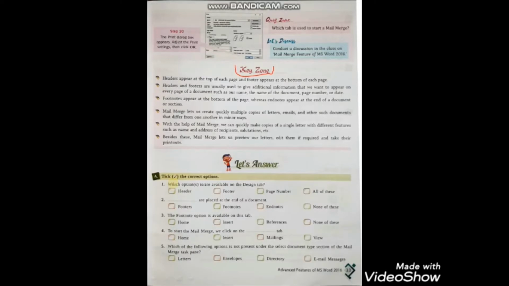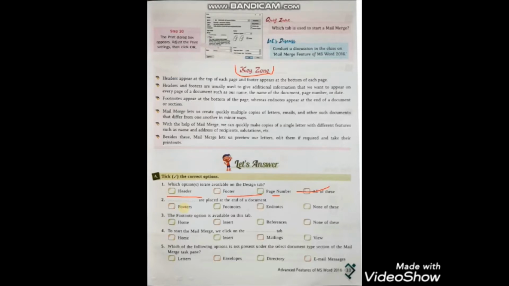The first question is which options are available on the design tab. All options are available on the design tab. At last I have already put the answers for MCQs, fill in the blanks and true false. Before you check the answer, you have to do it by yourself and then check it. Pehle aap khud se banaoge isko, uske baad hi aap check karoge, and be honest.